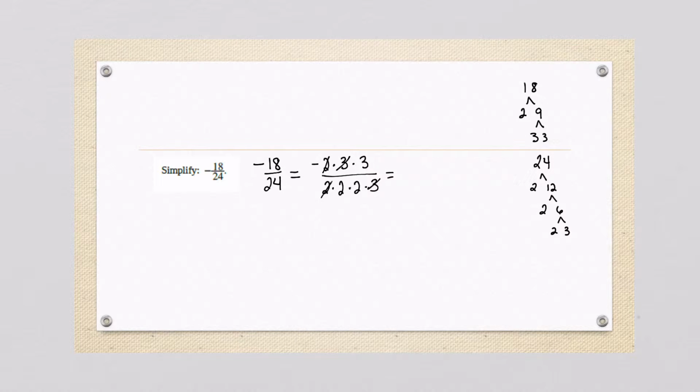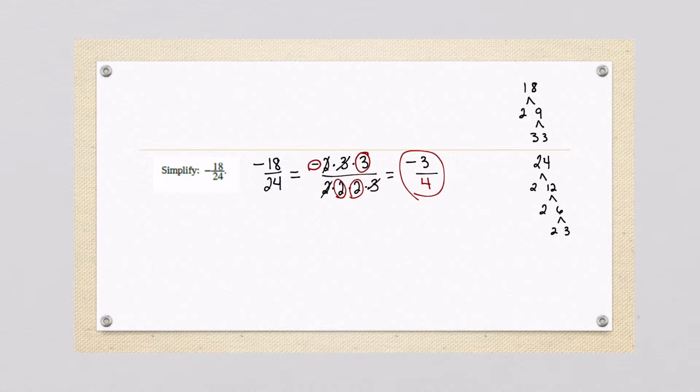You have to reduce top and bottom, not left and right. And so what do I have left? On the top, I have this negative sign, and I've got a 3 left over. So I have negative 3 on top. And on the bottom, I have 2 and 2, which is 4. So negative 18/24 reduces or simplifies to be negative 3/4.